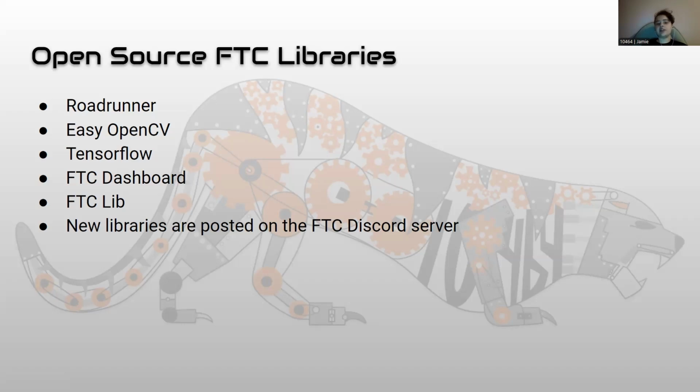There's EasyOpenCV, which is a vision library, which has some variable functionality. So you can detect color, you can detect the position of a certain contour, lots of different ways to use that. That's what we mainly use for randomization at the beginning of the game.